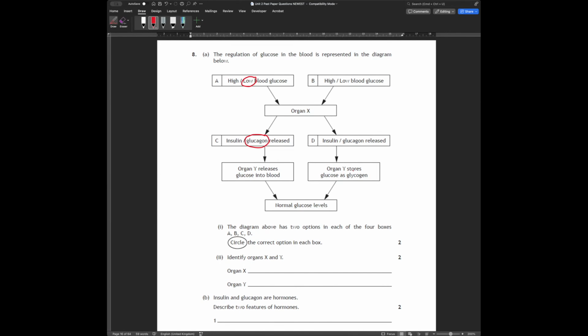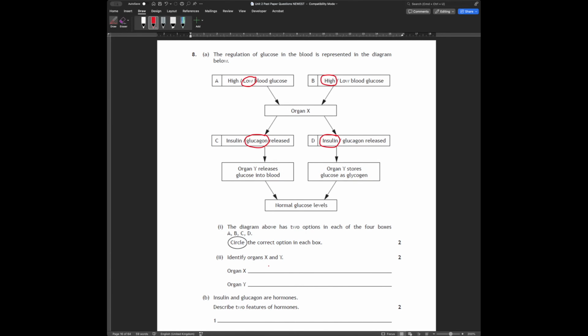It says organ Y stores glucose as glycogen. Now think, why would we store glucose as glycogen? Well, it's because our glucose levels are too high. That's why we would store glucose as glycogen. And we know that when the glucose rushes in, i.e. the levels become really high, we release insulin. Okay, so that's how we would approach that question and how we'd work out the answers there.